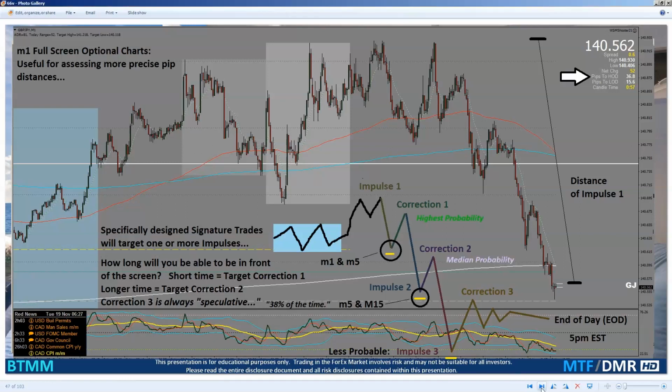Okay? So your median probability is correction 2. So correction 1, highest probability. Correction 2 is your median probability, or the impulse 2 rather. This third impulse into the third correction is the lowest probability. Again, 38% from one of our users. Again, I apologize, I can't tell if she's here. But that work has been done.